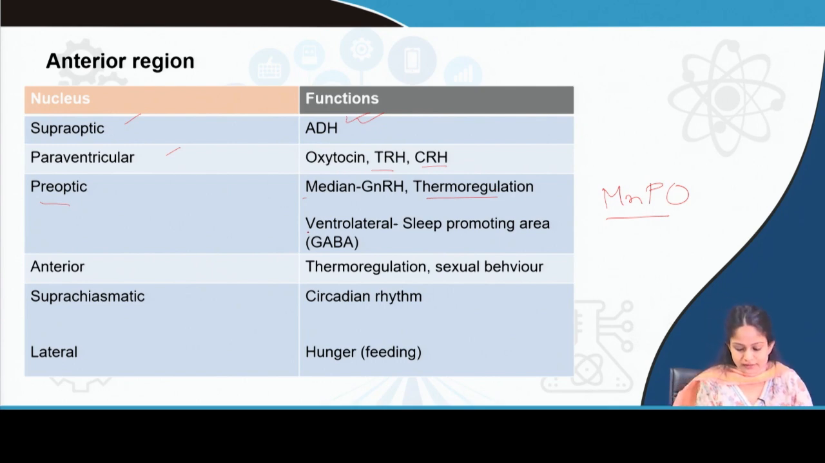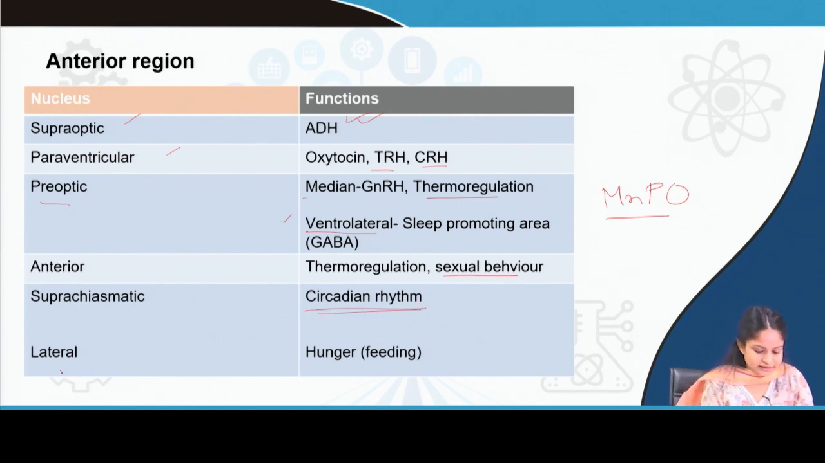Now, ventrolateral nucleus, this is the sleep promoting area. 2 areas you have to remember. One is the sleep promoting area which induces sleep, and one is the wake promoting area which induces arousal. So, sleep promoting area is the ventrolateral nucleus which is present in the anterior hypothalamus. Then anterior nuclei, again sexual behavior, thermoregulation. Suprachiasmatic nucleus is very important for maintaining the circadian rhythm or the biological clock in our body.